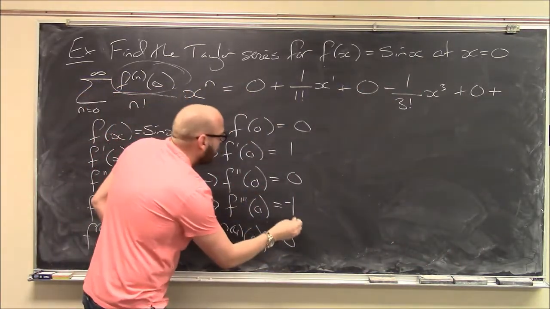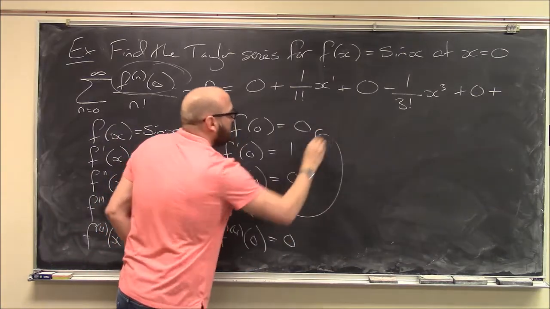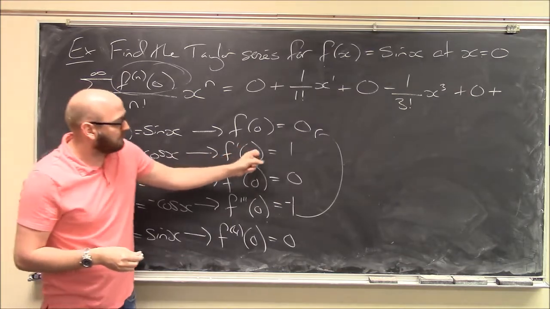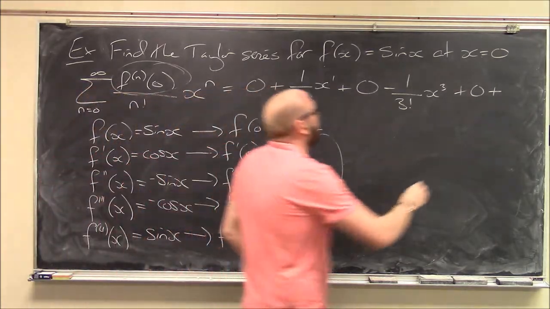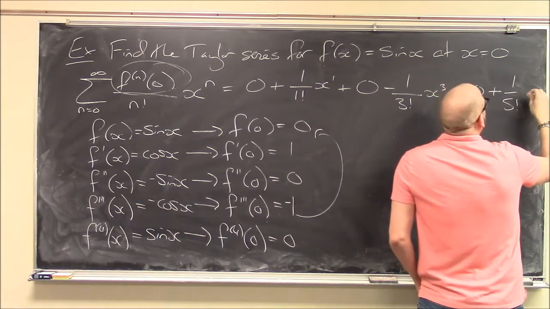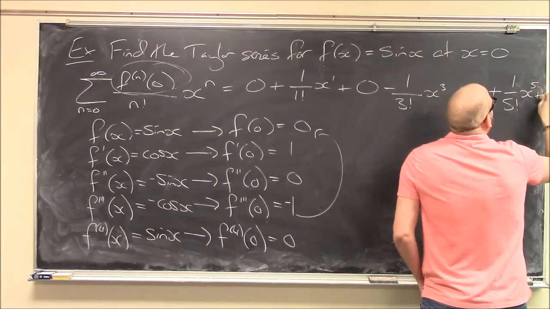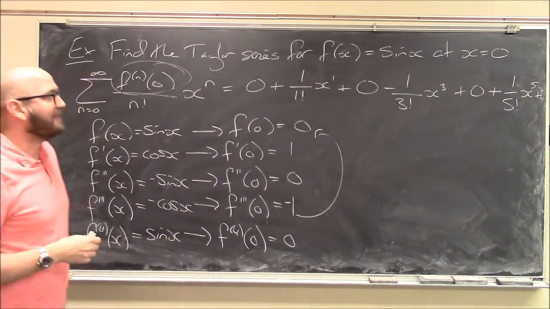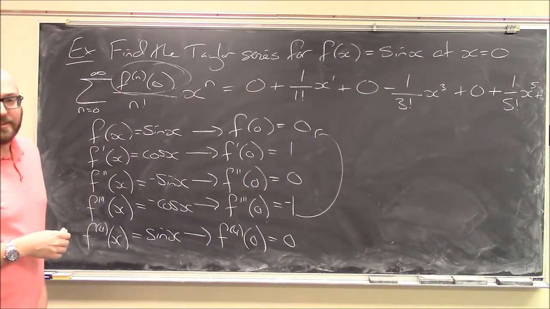Then we've got the fifth derivative. Well, this is where we start looping, right? Third derivative goes back to the beginning. So fifth derivative should be 1. So we're going to have plus 1 over 5 factorial times x to the fifth. And I'll start dotting it off because I'm totally out of space. But 1 over 5 factorial times x to the fifth.